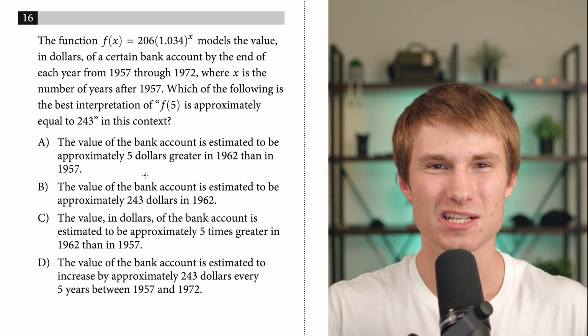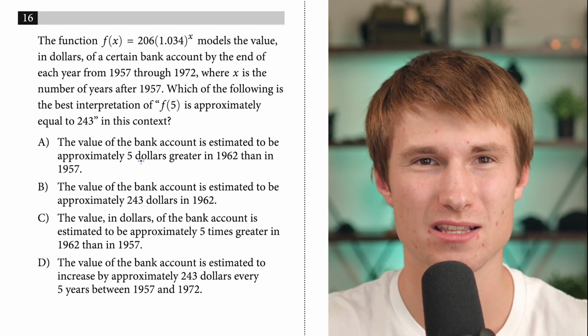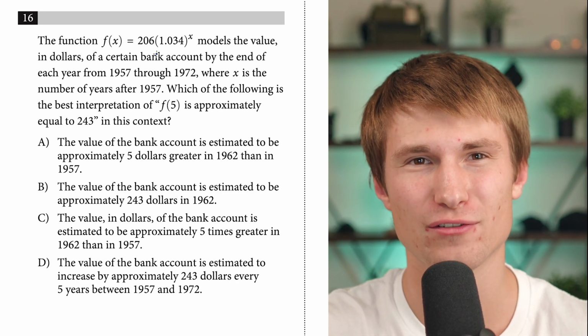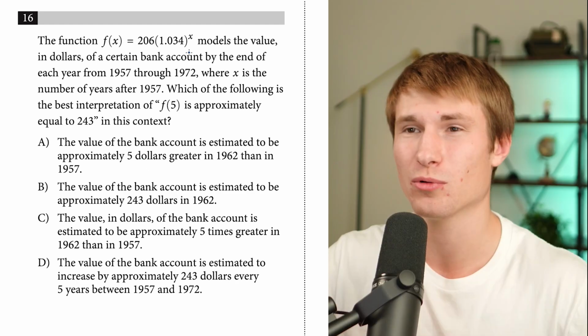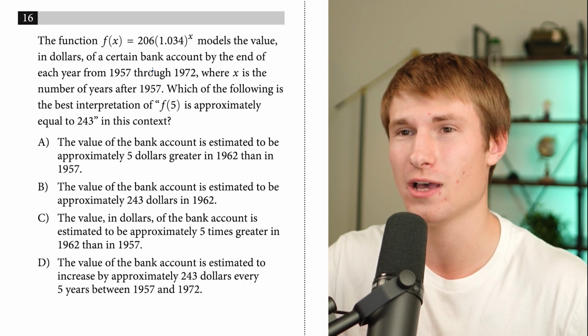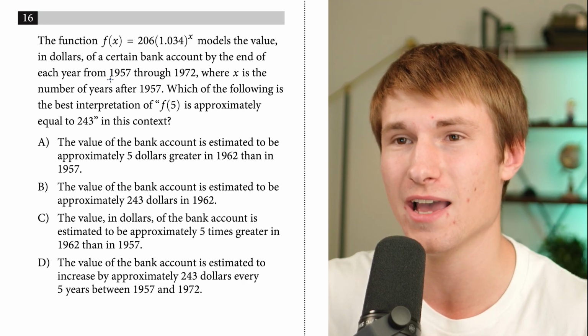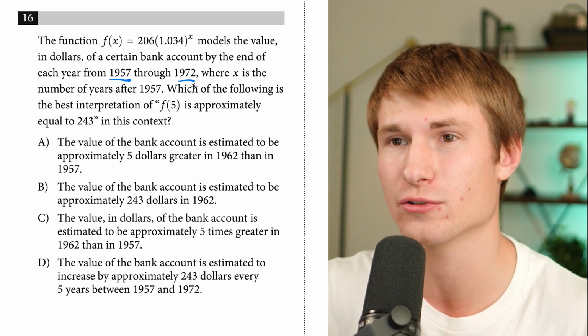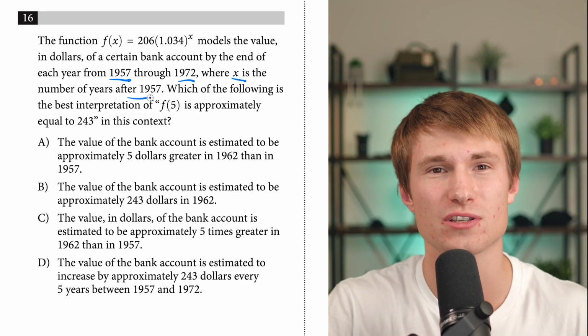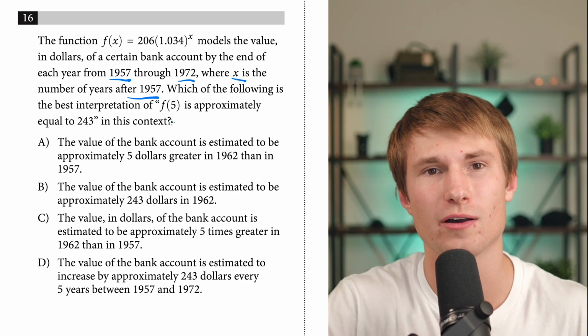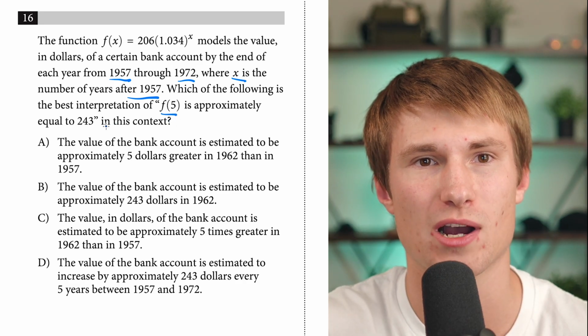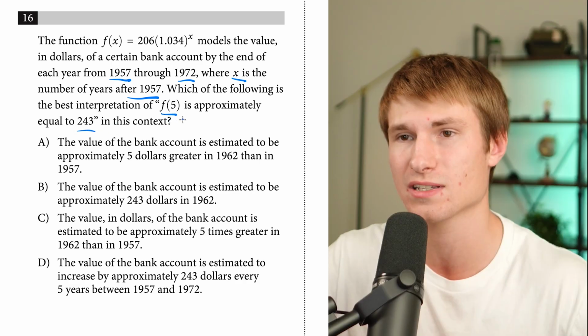Here's how to interpret exponential growth word problems on the SAT math section. Question 16 states the function f of x is equal to 206 times 1.034 raised to the power of x models the value in dollars of a certain bank account by the end of each year from 1957 through 1972, where x is the number of years after 1957. Which of the following is the best interpretation of f of 5 is approximately equal to 243 in this context?